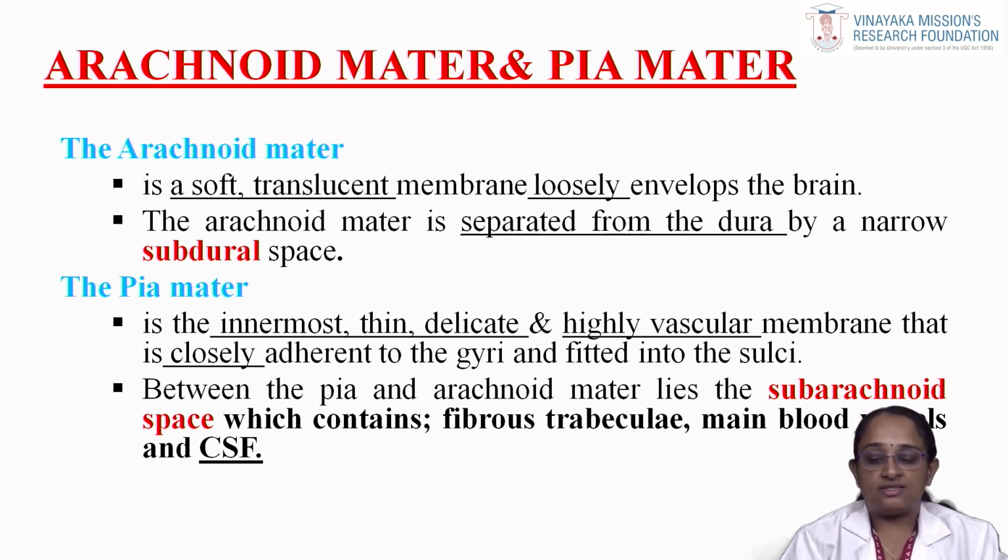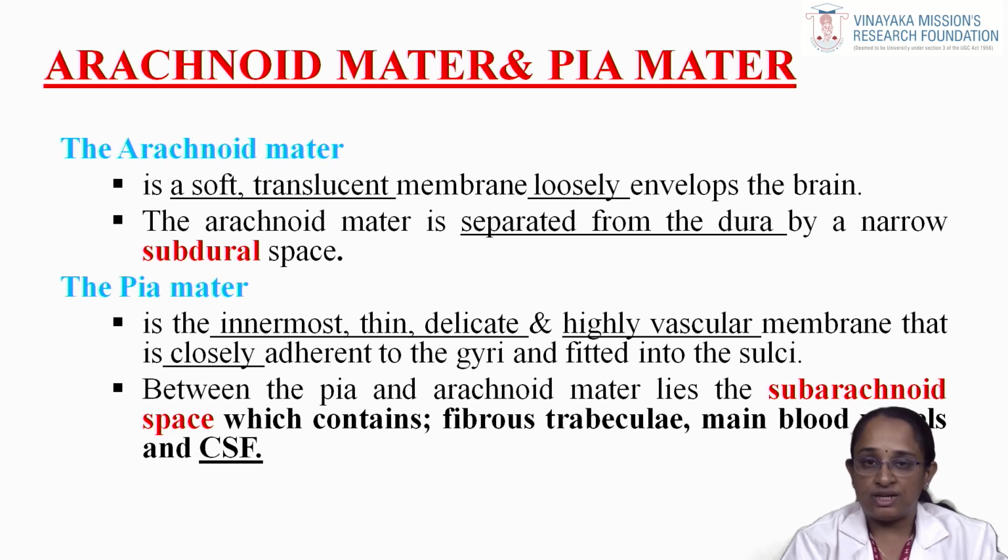So next, the third space is the subarachnoid space, that is below the arachnoid mater, which contains CSF. For your revision, the pia mater consists of numerous highly vascular blood vessels, which we call the choroid plexus. This choroid plexus produces CSF, which is drained into the subarachnoid space. CSF is a fluid that lubricates the brain and the spinal cord, present inside the subarachnoid space.